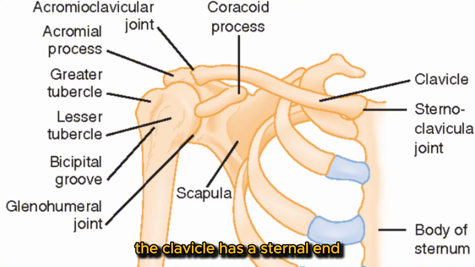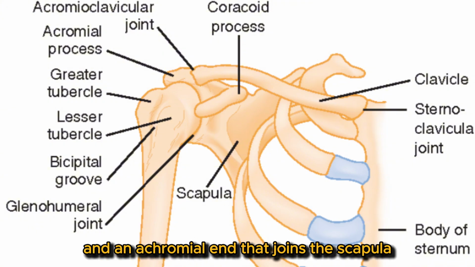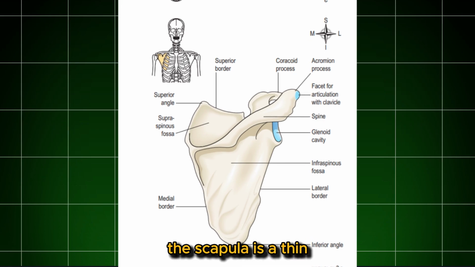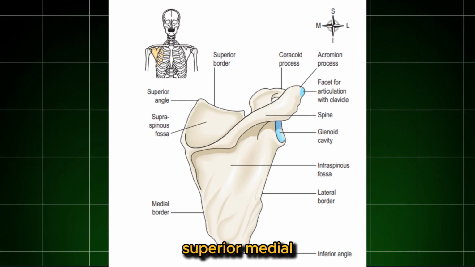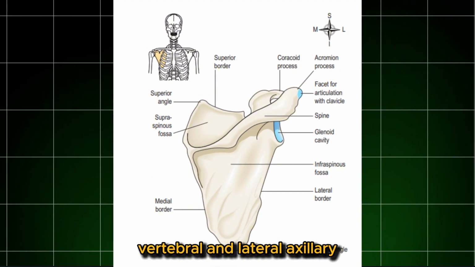The clavicle has a sternal end where it attaches to the manubrium and an acromial end that joins the scapula. The scapula is a thin, flat, triangular bone with three borders: superior, medial (vertebral), and lateral (axillary).